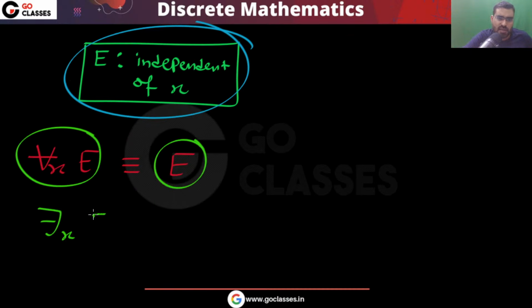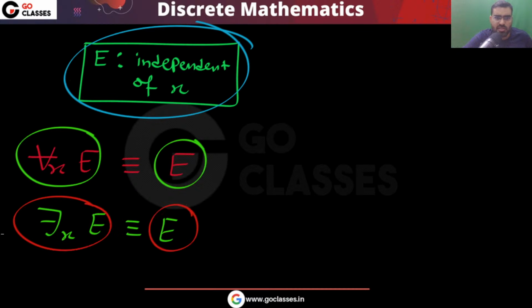Similarly, this existential quantifier applied to e is also the same as e. Very similarly, you can do this. So I hope this is clear to everyone. Remember, if this expression e is independent of x, then these quantifiers cannot affect the truth value. You can simply remove these quantifiers, and the truth value will not change. So this is something important.